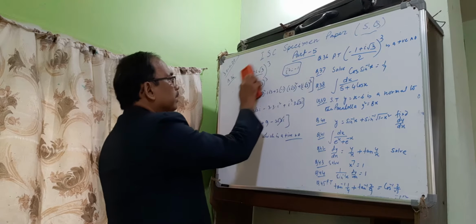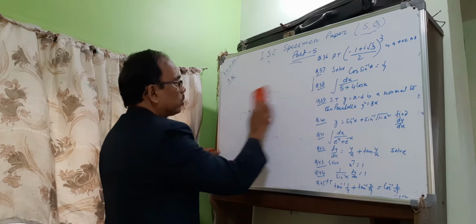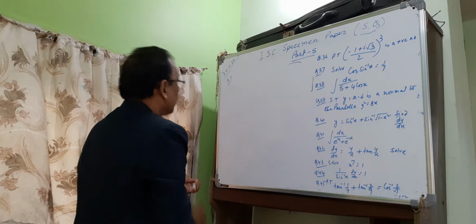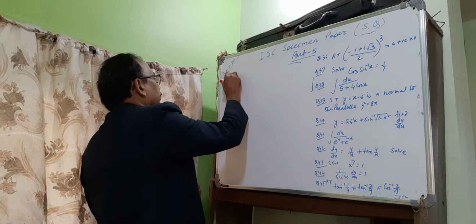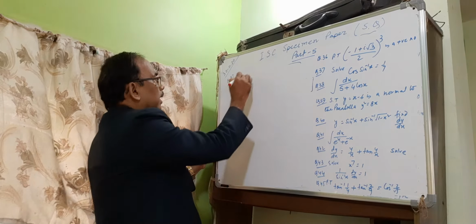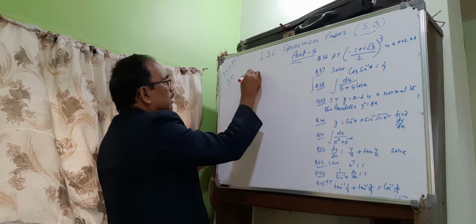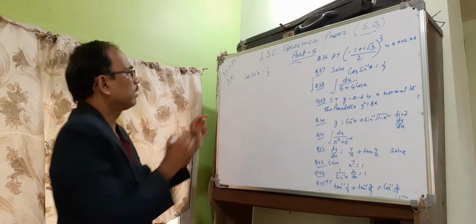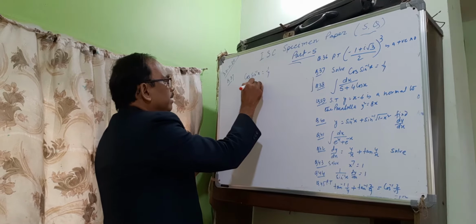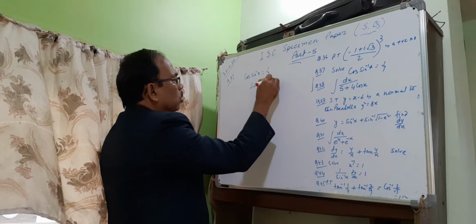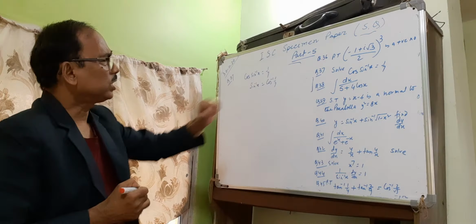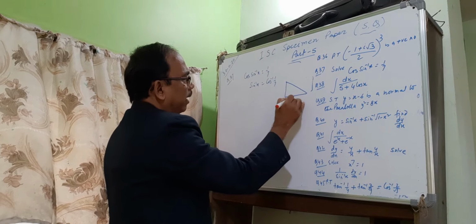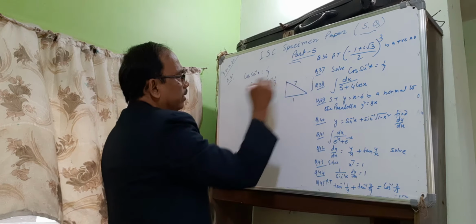Let us do sum number 37 here. Solve cos of sin inverse x equals 1 by 7. We can write cos inverse of sin inverse x equals cos inverse 1 by 7. For cos inverse 1 by 7, using the triangle property, cos theta is base by hypotenuse.